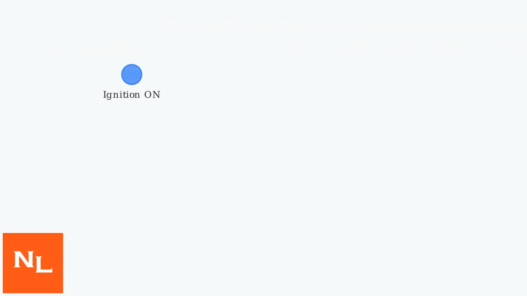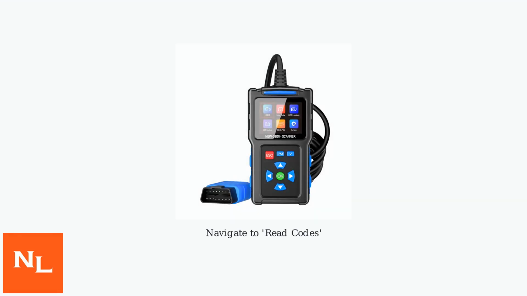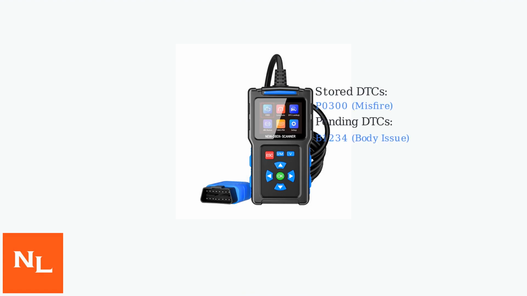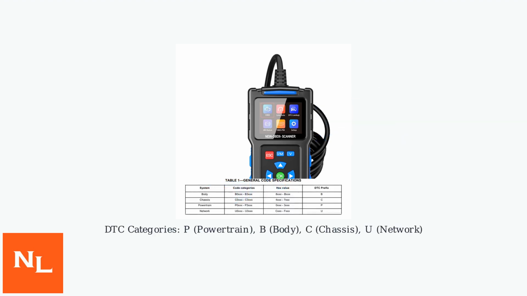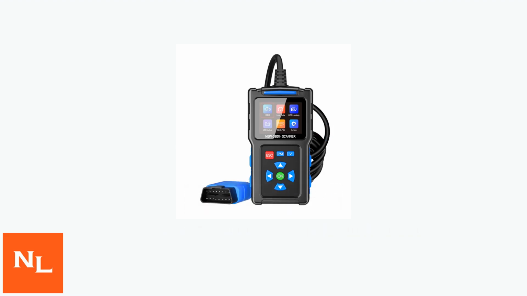Turn on your car's ignition without starting the engine. This powers the vehicle's systems without running the motor. Navigate your scan tool's menu to read codes. Connect the tool if needed. The tool will display any stored or pending diagnostic trouble codes. DTCs are categorized as P for powertrain, B for body, C for chassis, or U for network. Note down the codes for further diagnosis. This helps identify the specific issues.